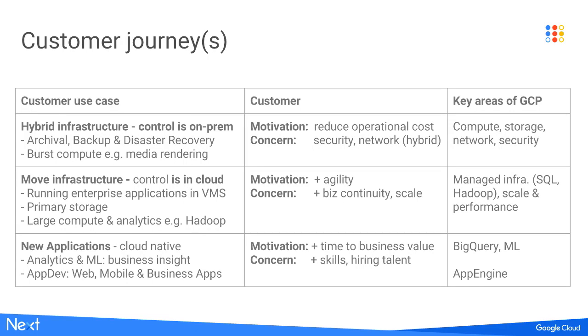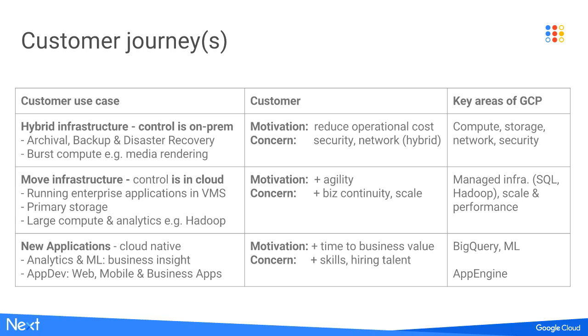Or maybe I'm going to burst some of my compute into the cloud because I don't want to buy some new capital infrastructure. And so key areas of GCP that matter there are things like compute, storage, networking. Security is very big, ensuring you have the networking capabilities to set up the security that you need between your on-premises infrastructure and the cloud.